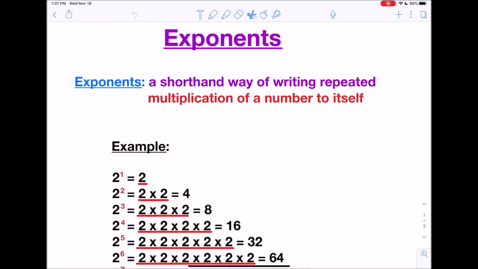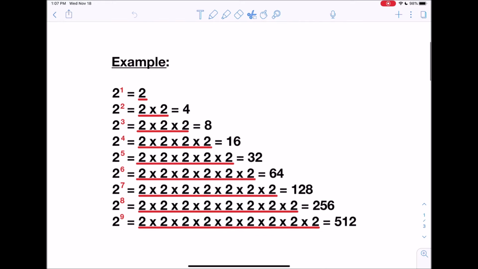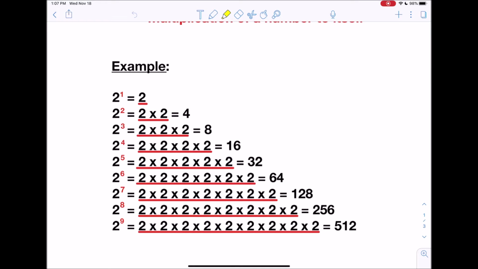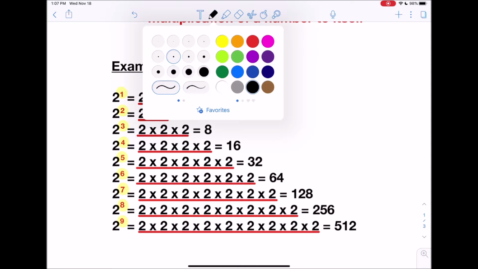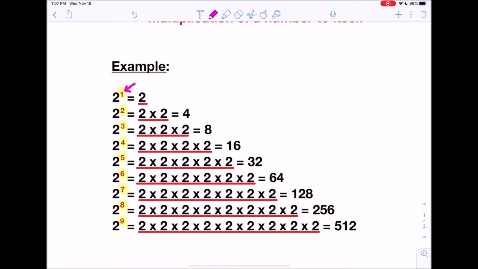Today we're looking at exponents. So what are exponents? Well, exponents are a shorthand way of writing repeated multiplication of a number to itself. So what does that mean? Here's an example. We have this number 2. And then as you can see, there's this small number on the side of it. That small number is our exponent, okay? So this number is the exponent. And the exponent tells you how many times you're going to multiply whatever this number is to itself.